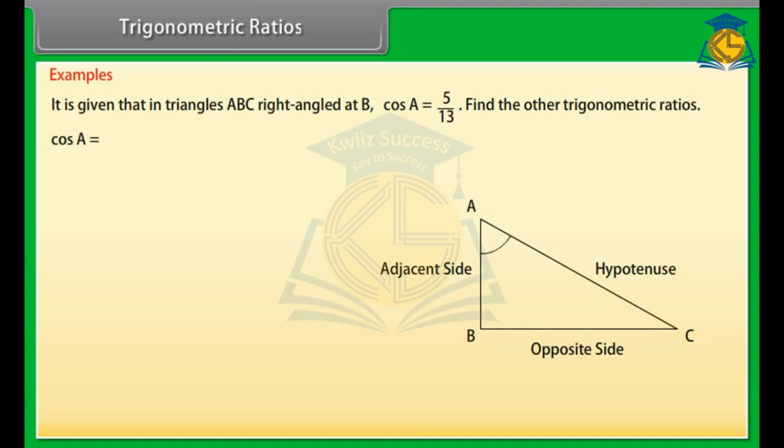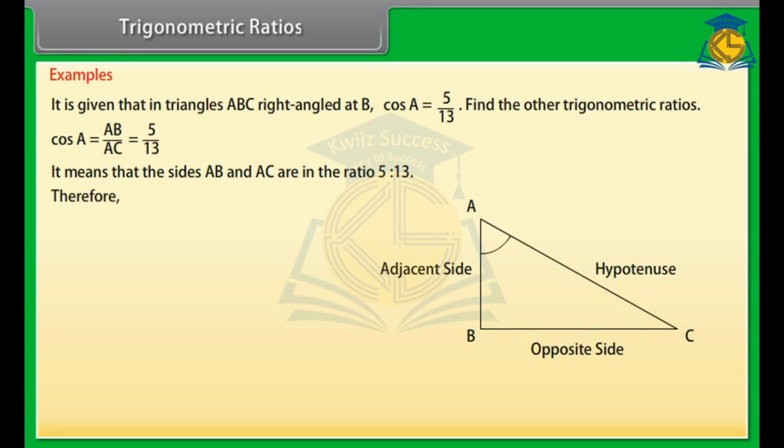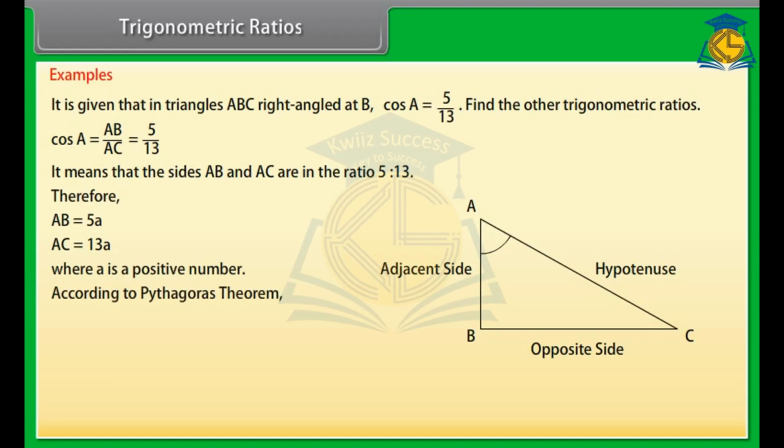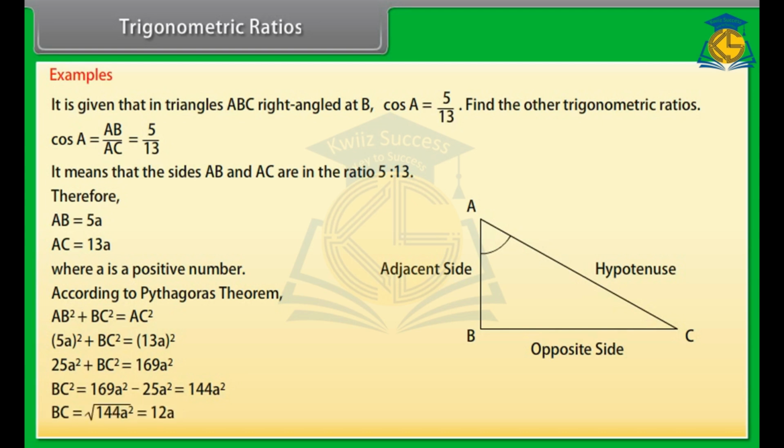Cos A is equal to AB upon AC, which is 5 upon 13. It means that the sides AB and AC are in the ratio 5:13. Therefore, we can say that AB is equal to 5a and AC is equal to 13a, where a is a positive number. According to Pythagoras theorem, AB square plus BC square is equal to AC square. By substituting the values, we get 5a whole square plus BC square is equal to 13a whole square. Now, by calculating it, we get BC as square root of 144a square, which is 12a.